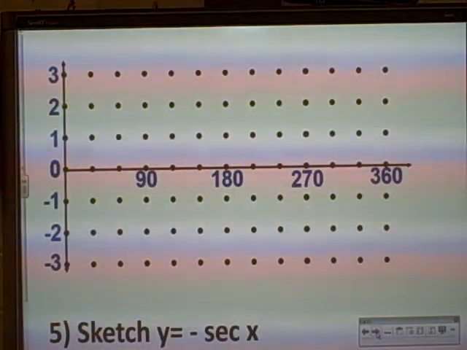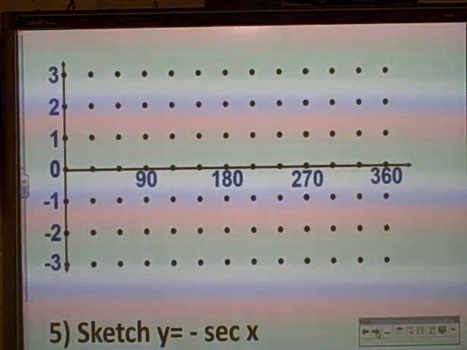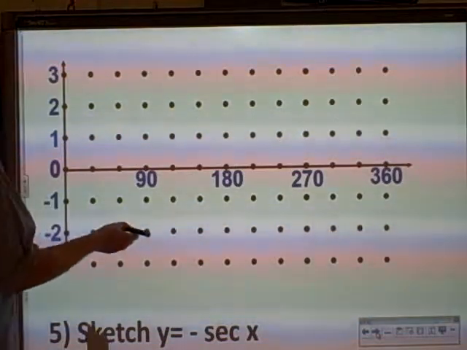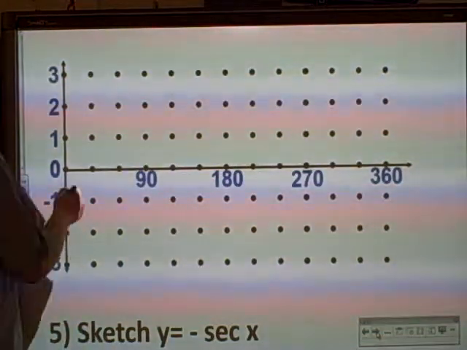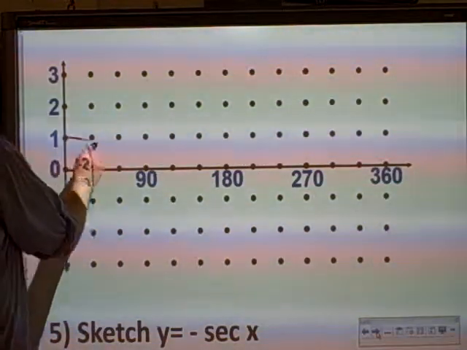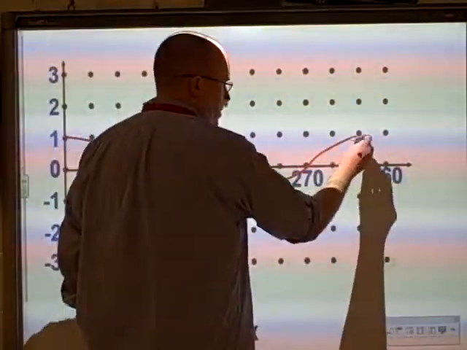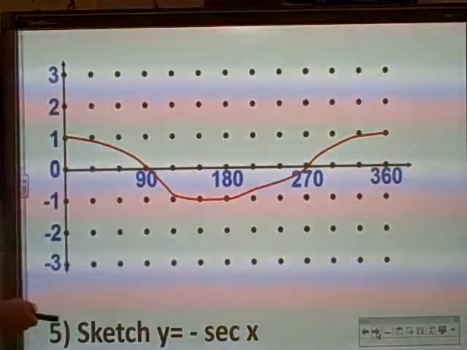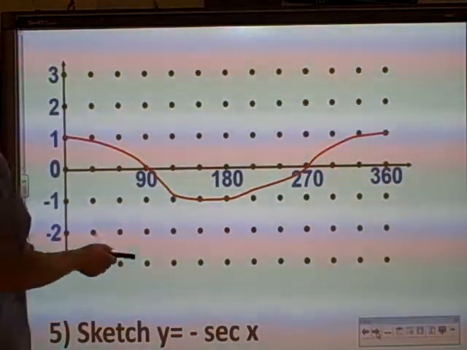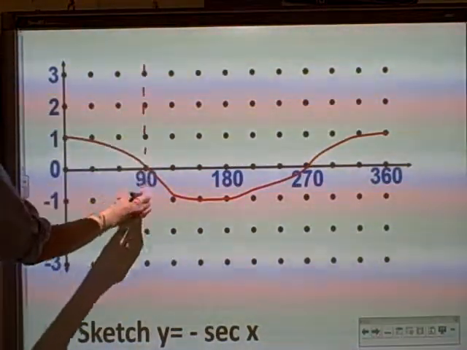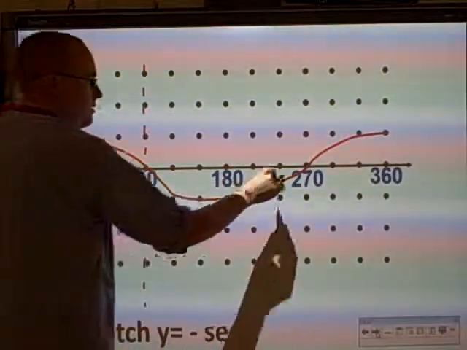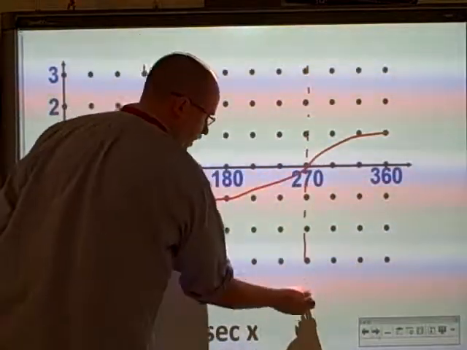y equals negative secant x, so we need to know what secant x actually looks like. So that's the reciprocal of the cosine graph. So the cosine graph looks like, not the best drawing ever there. So if we're going to draw secant, we're going to draw the reciprocal. So whenever it's 0, then I know that 1 over 0 is undefined.